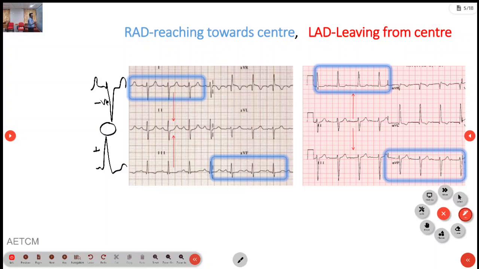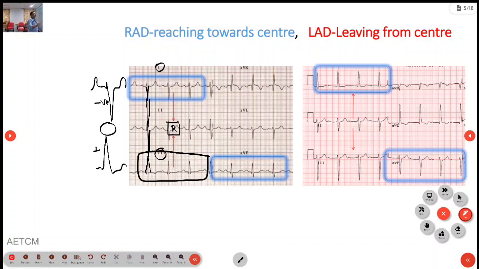So you can just remember like this. This is the center. Instead of taking aVF, you can even take lead 3 also. I already told you, the same pattern you can see here. This is the center. If you take 1 and 3, this is the center. So they are reaching towards the center. That is right axis deviation. This is negative, this is positive. If you draw like this, they are reaching towards the center. So reaching towards center is right axis deviation.